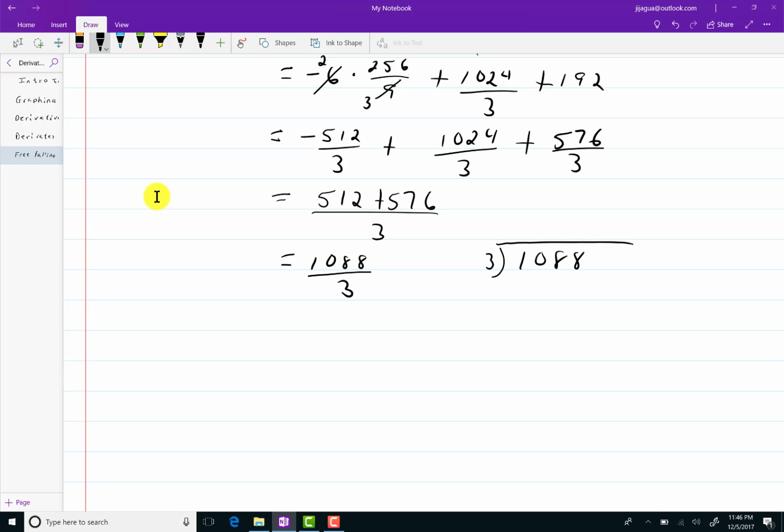3 goes into 10 3 times. I put a 9 here. 1, 8. 3 goes in that 6 times. 8. Then I have an 8 that I brought down. 3 goes into that how many times? 2.